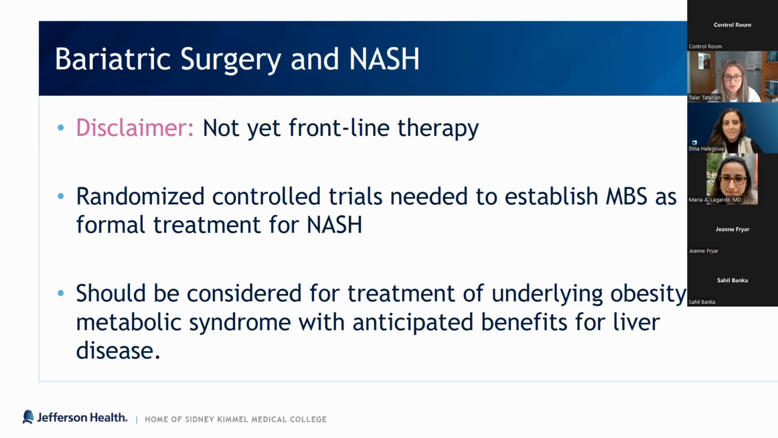So I'm going to get a little bit more into surgery, but I just want to offer a disclaimer that this is not yet frontline therapy specifically for NASH. We do need some randomized controlled trials to really be able to show the effects of metabolic and bariatric surgery compared to medication and lifestyle changes alone. But it really should be considered for the treatment of underlying obesity and those other conditions with metabolic syndrome that I mentioned, with the goal of anticipated benefits for the liver disease itself. So you're treating the obesity, you're treating the other conditions, and you're treating NASH as well.